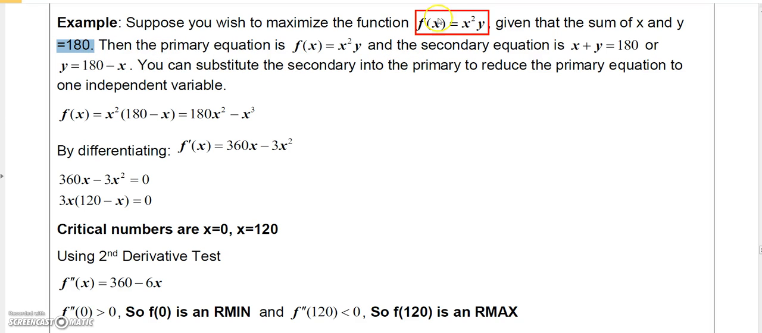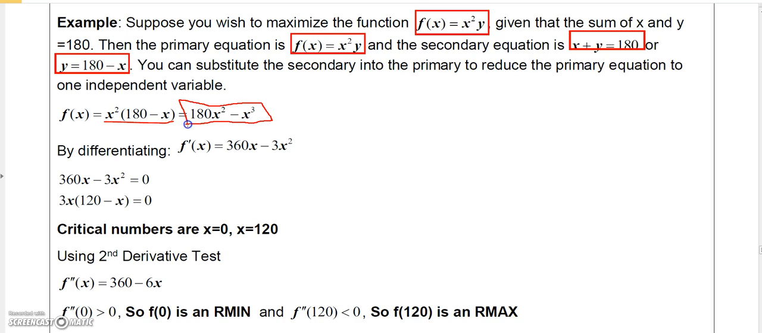So this is still my primary equation because this is what I want to maximize, but I now have a secondary equation because I know that x plus y equals 180. Now I can solve that for y, and I get that y is equal to 180 minus x. Then I can go to this function and replace y with 180 minus x. And that's what I did down here. So I took x squared times y and replaced the y with 180 minus x, and that gives me 180x squared minus x cubed.